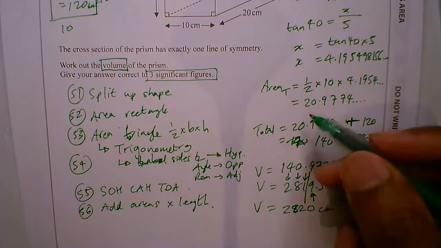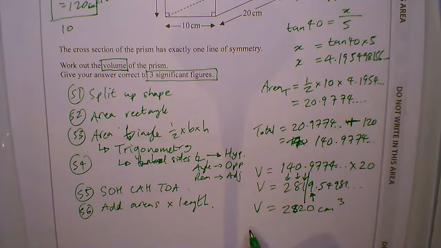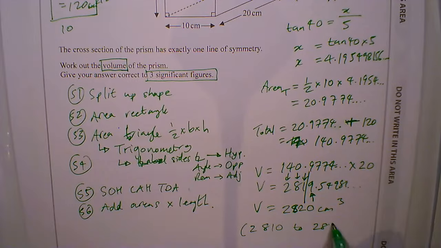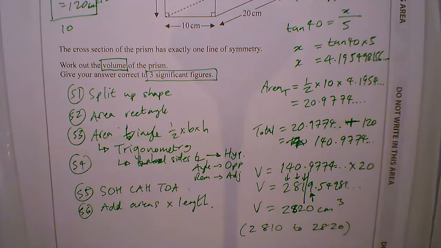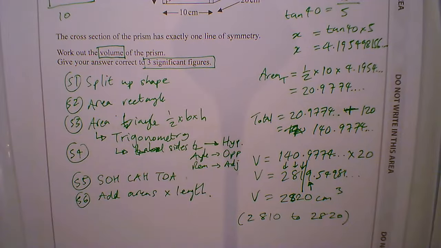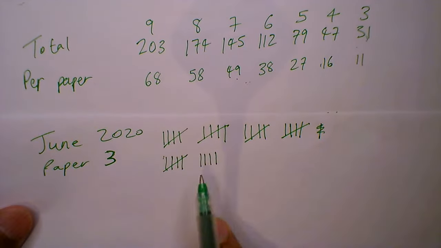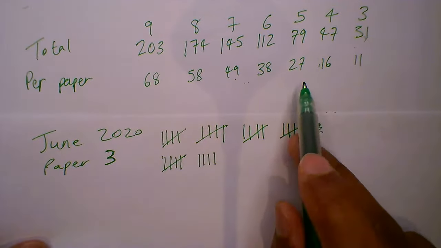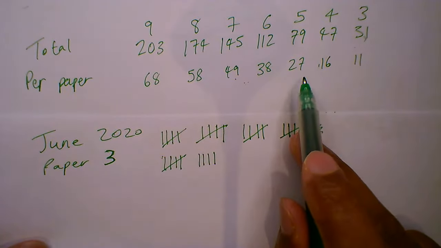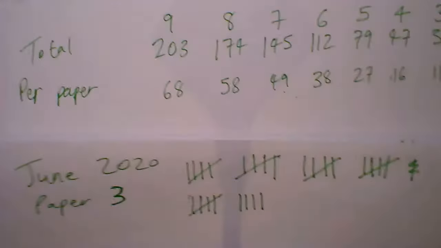Okay, now because of this rounding, I didn't clear my answer. I think in the mark scheme, it has a range 2810 to 2820. If you get anything between that, you are getting the full marks. So 5 marks added to our tally. 1, 2, 3, 4, 5. So we got 29 marks. We've banked a grade 5. So we now need another 9 marks to get to our grade 6.